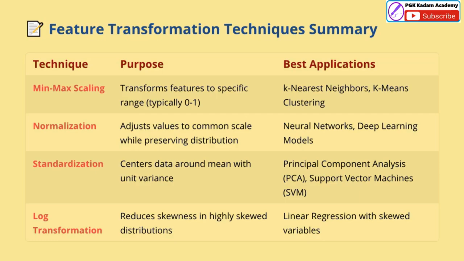Min-max scaling transforms features to a specific range, usually 0 to 1, which is useful for k-nearest neighbors and k-means clustering. Normalization adjusts values to a common scale while preserving the original data distribution, making it well-suited for neural networks and deep learning. Standardization centers the data around the mean with unit variance, which is beneficial for principal component analysis and support vector machines. Log transformation can reduce skewness in highly skewed distributions, improving the performance of linear regression models.